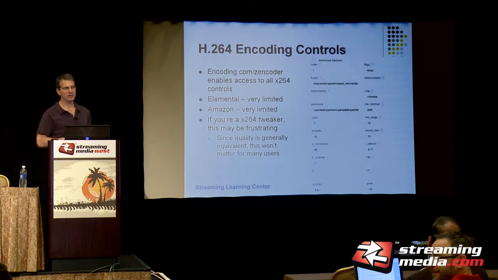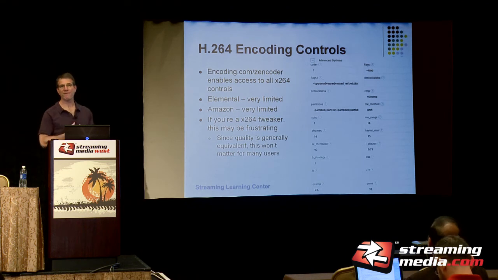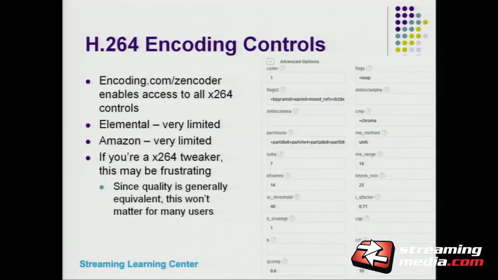Big difference in terms of H.264 encoding controls. With Encoding.com and Encoder, you can access all x264 controls, which are very, very extensive. Elemental takes an approach where, whether it's their appliance-based service or their cloud-based service, you have 3 or 4 very basic H.264 controls. The quality is very good, so I don't think it makes a difference that you don't have access to those controls. But if you like to tweak, you're going to be frustrated with Elemental and some of the other encoding tools. You're going to love Encoding.com and Encoder, but you're not going to like Elemental or Amazon.